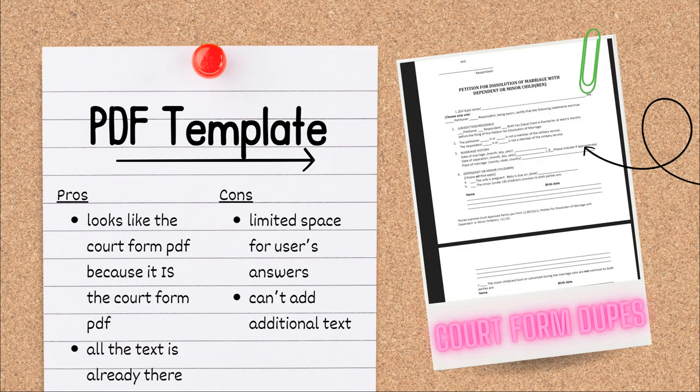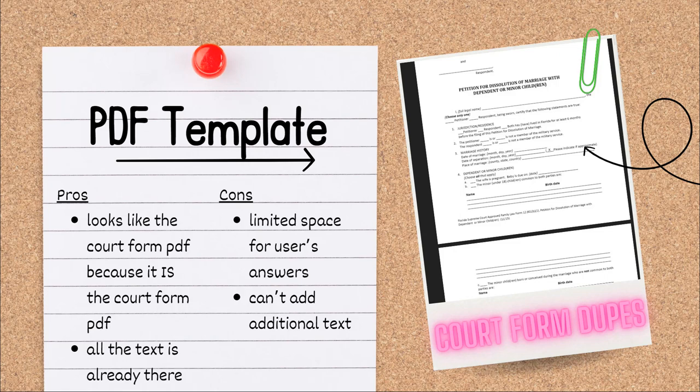If text templates are all about blank slates and freedom, PDF templates are all about order, replication, and restrictions. They really are a court form dupe or duplication because you take the existing court form PDF and automate on top of it. The assembled document then looks exactly like the court expects it to, just with the user's answers filled in on the blank lines. All of the text is already there, formatted exactly, and the blank lines become the starting place for your variable fields.